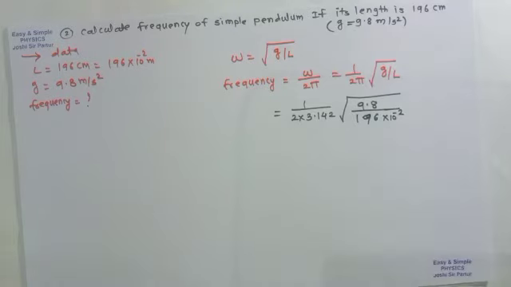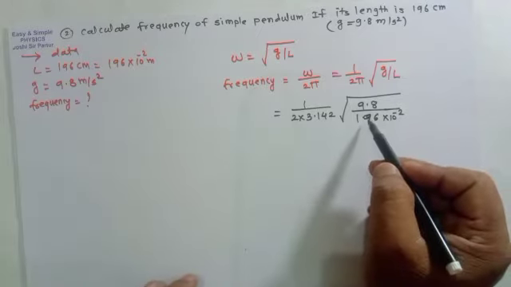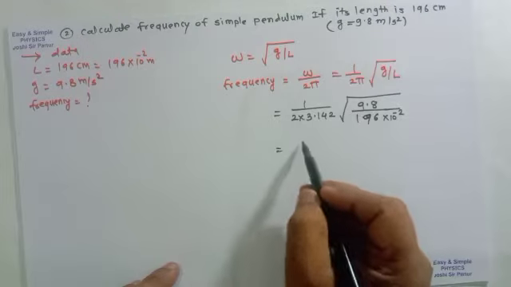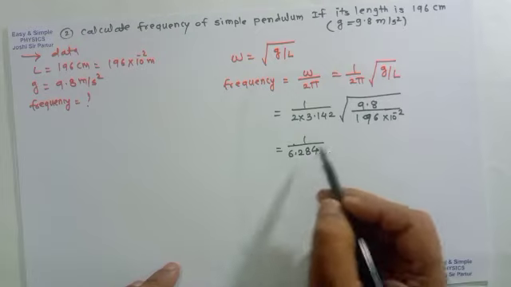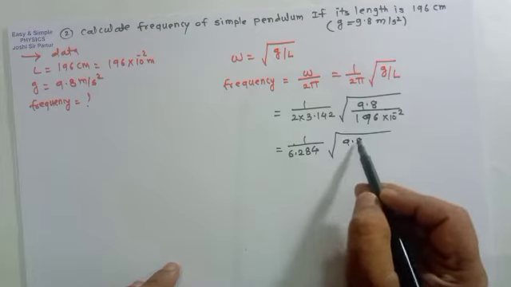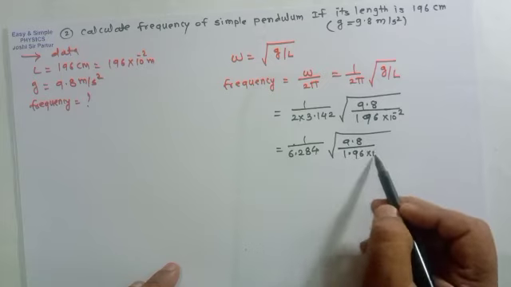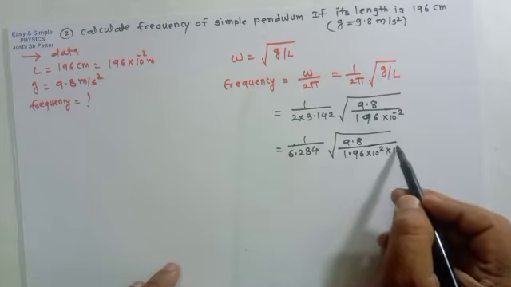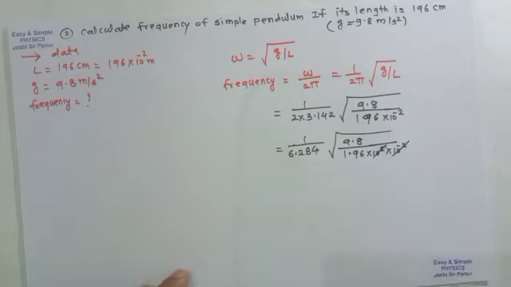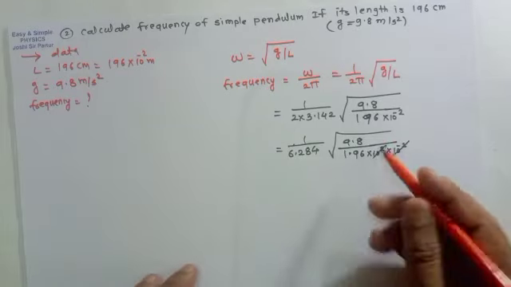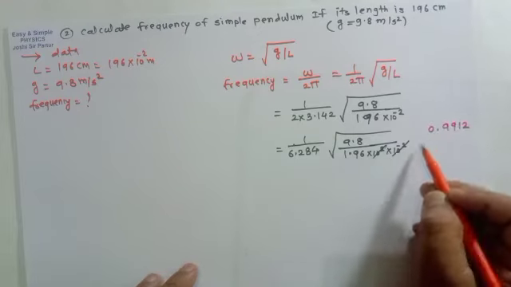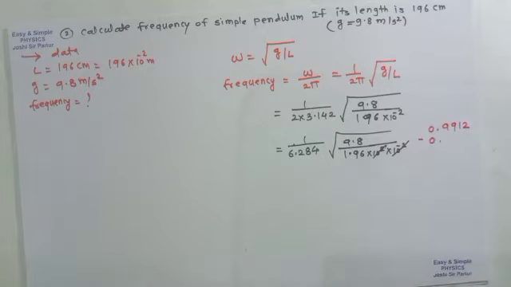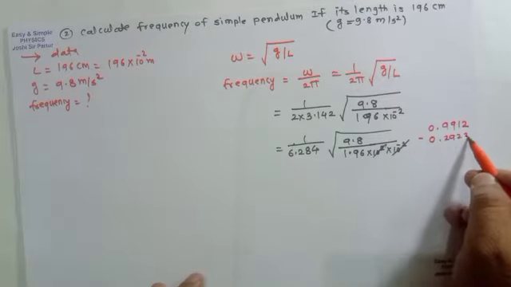So here, if we shift the decimal point, 10 raised to 2 is there, so 1 upon 6.284, square root of 9.8 divided by 1.96 into 10 to the power 2 into 10 to the power minus 2. It gets cancelled. By seeing the logarithm of 9.8 will be 0.9919 minus 0. Logarithm of 1.96 will be 0.2923.